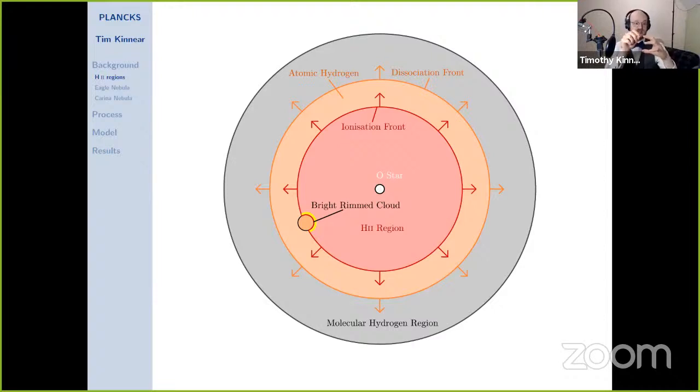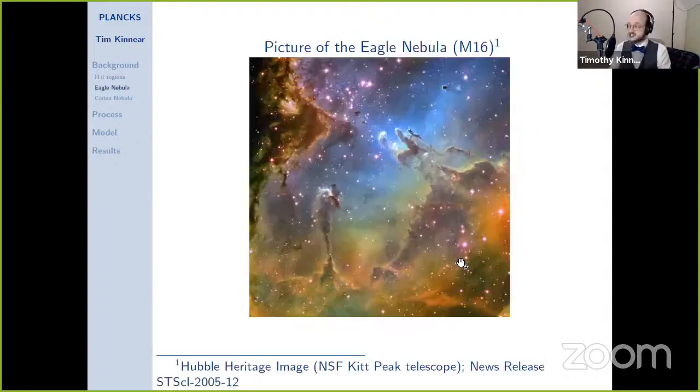And the recombinations and ionization events are producing a whole bunch of radiation at 13.6 electron volts. And you get these very bright rims in that 13.6 electron volt band, where you can see where all of this recombination is happening. And these are some pictures of such locations. Some of these will be familiar if you're familiar with space things. This is the Eagle Nebula, a very well-known picture.